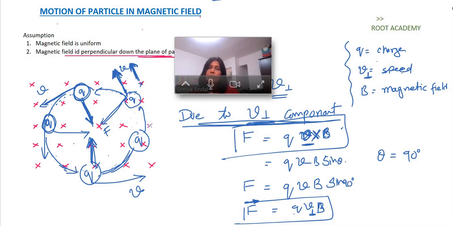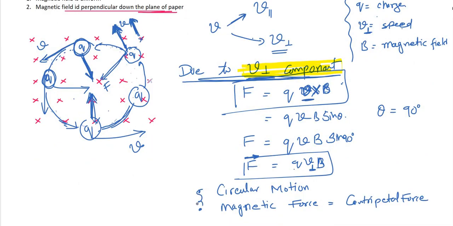This is a very important part of the chapter: the motion of the particle due to the perpendicular component of speed is nothing but circular motion. And the point to be noticed is that the magnetic force here will work like a centripetal force for the circular motion. So these two are very important points to be remembered. There is a circular motion, and the magnetic force will behave like a centripetal force for this circular motion.